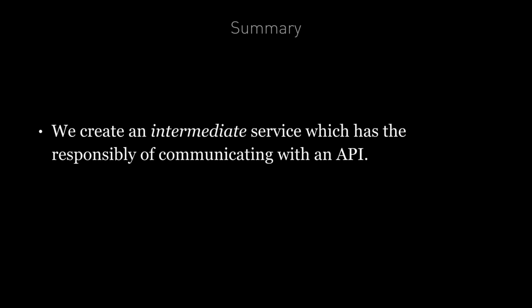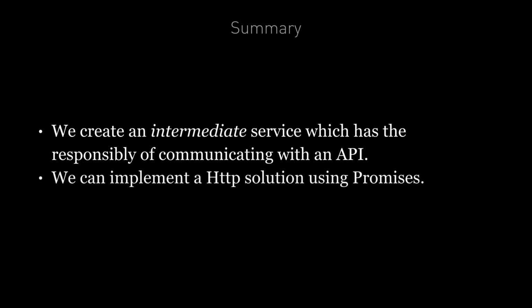To summarize, the recommended method to interact with an HTTP service is by creating an intermediate service which has the responsibility of communicating with the API, and then also storing the returned data and converting the raw data into one or more domain models. In this lecture, we handled asynchronous code by using promises, by converting the observable returned from the HTTP client library into a promise, and also by returning and resolving our own promise from our search service. In the next lecture, we'll look at how we can implement the same solution by using observables.